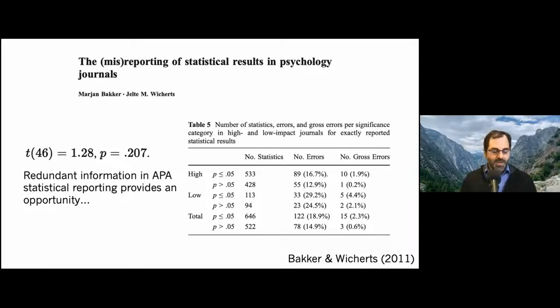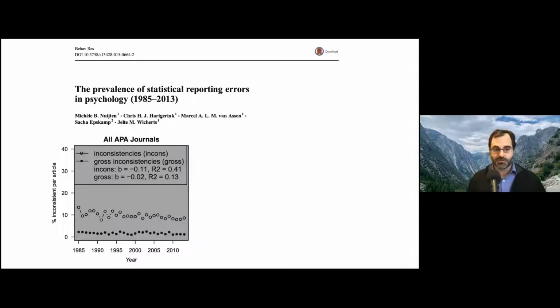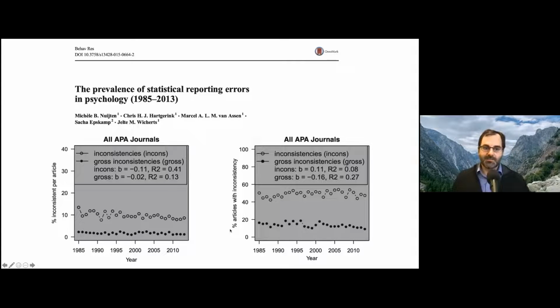So this is from a sample of hand-coded manuscripts that these researchers examined. But in fact, because this reporting requirement is so strict, automated methods become available. And so this is a very clever application of automated methods by Michèle Nuijten and her colleagues, that looked at the proportion of tests across all APA journals, across thousands of papers. This is the proportion of inconsistent tests per article. So about 10% of all tests reported in articles had some inconsistencies, and maybe 1 or 2% of those had gross inconsistencies. Here's this same data presented in a slightly different way.